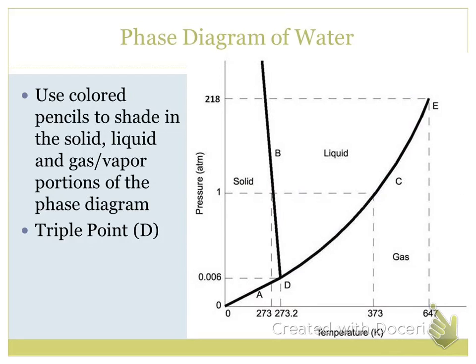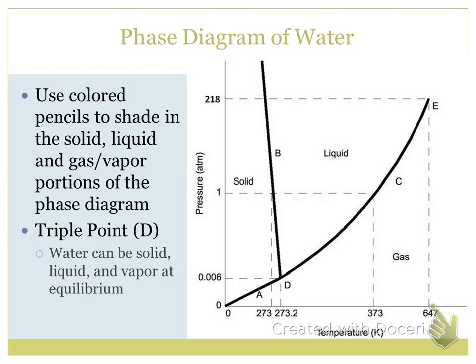You can either write that on the diagram or in your notes. Either one is fine, but probably on the diagram would make the most sense. If you want to put the definition in your notes, you can, because you might not have room on there. Letter D is called the triple point, and what it means is at these specific conditions, 273.2 Kelvin and 0.006 atmospheres, water can be solid, liquid, and gas. It can be all 3, which is why we call it the triple point.